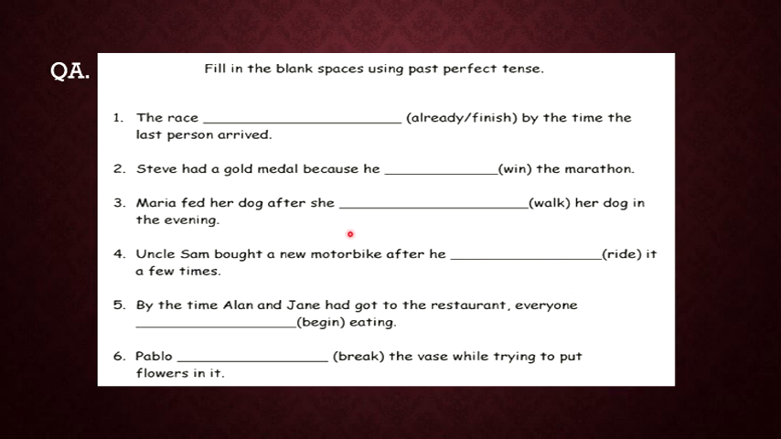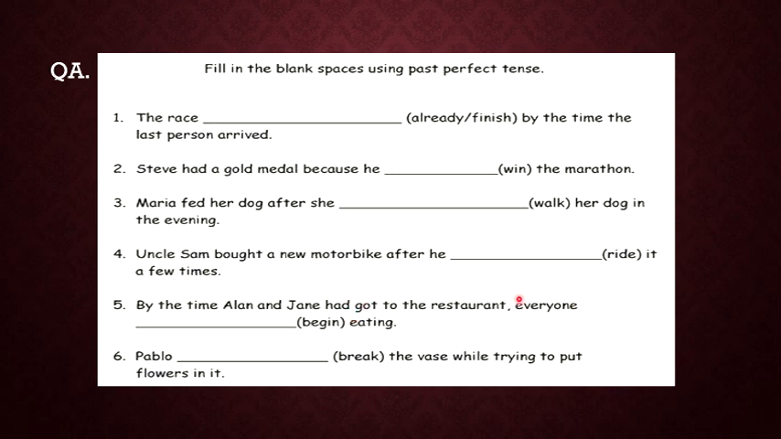Now please see the conjunction words because, after, and by the time in the earlier examples we have done before. These words help us to understand which action happened first. By the time Alan and Jane had got to the restaurant, everyone began eating. So that means the action of getting to the restaurant happened later.